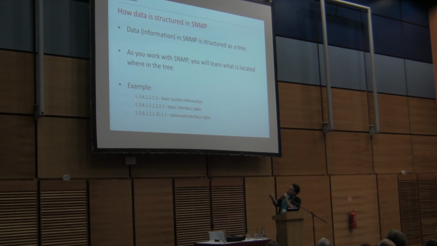You have the root node, which is .1, and then you have the tree structure expanding. So .1.3.6, etc. is basic system information. Then if you continue down the tree through a different branch, you can see .1.3 is the same, and even .6 is the same, and it splits somewhere down here. This is the basic interface table, and this branching sequence inside of the SNMP tree is the advanced interface table. Don't worry if you don't understand this, we'll cover it a bit more in a few seconds.